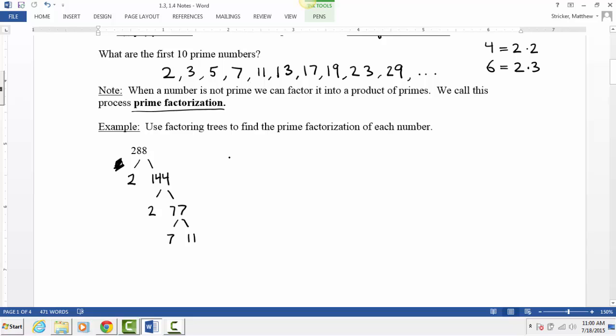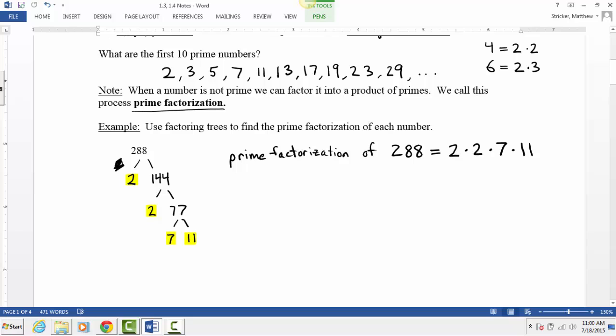So the prime factorization of 288 is 2 times 2 times 7 times 11. For the prime factorization, you're just looking at these prime factors that are at the bottom of the tree.